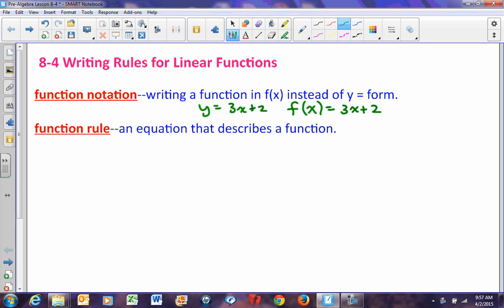A function rule is an equation that describes a function. So the equation of f of x equals 3x plus 2 is an equation that defines a function. So if I needed to find whatever number I needed, like maybe the 18th term, I could just put in 18 for x and solve for that function.